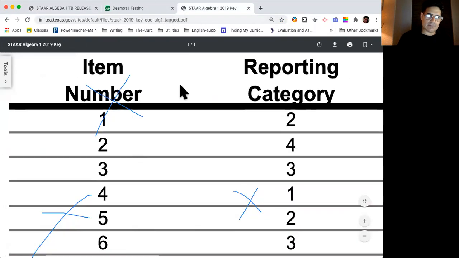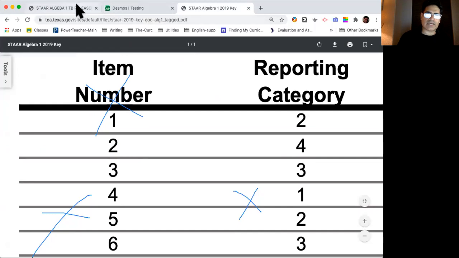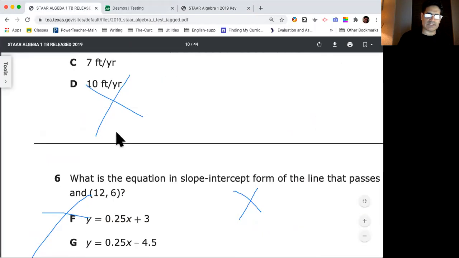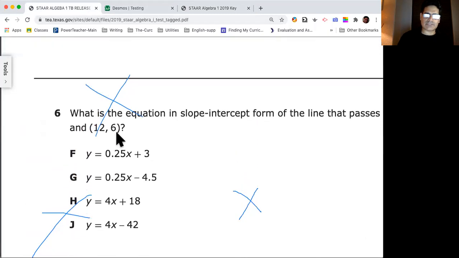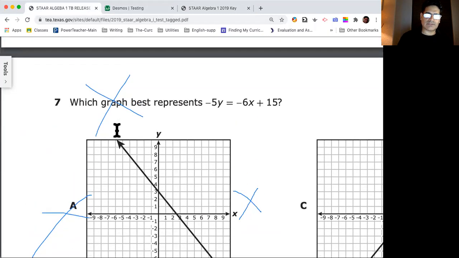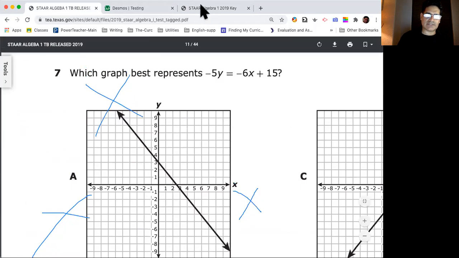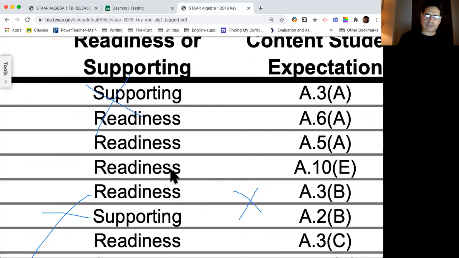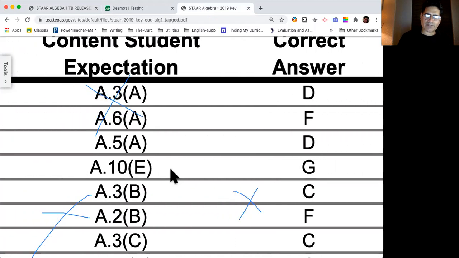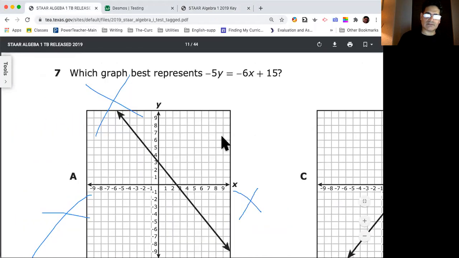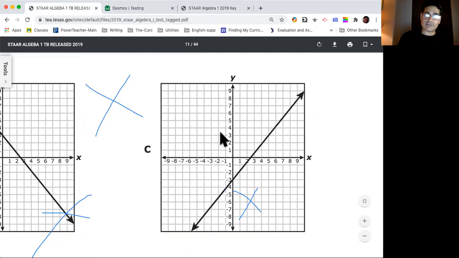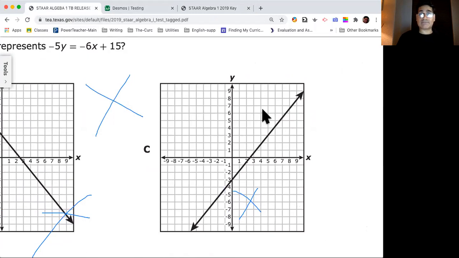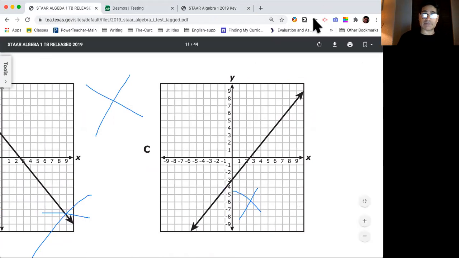And what question was that? Question number 7. Did we do 6? Yes, we did 6. 7 gives us, reveal it, C. And Desmos does it again. Well, you did a lot of work that time, so pat yourself on the back.